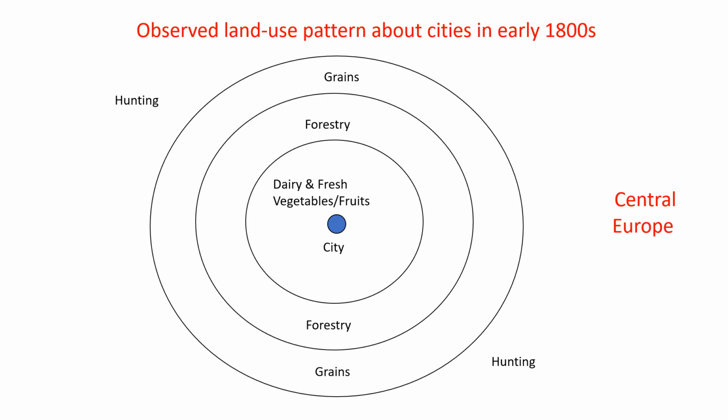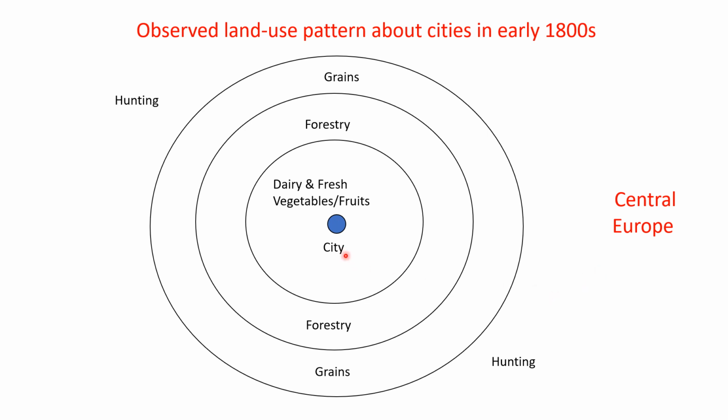So here we have the observed land use patterns about cities in the early 1800s, and you'll notice that the city is located here in the middle, and around it you have dairy and fresh vegetables and fruits being produced. Then you have forestry as the next band of production, and then grains are produced outside the forestry area, and then finally hunting occurs out in the farther reaches away from the city. And this pretty well describes much of Central Europe.